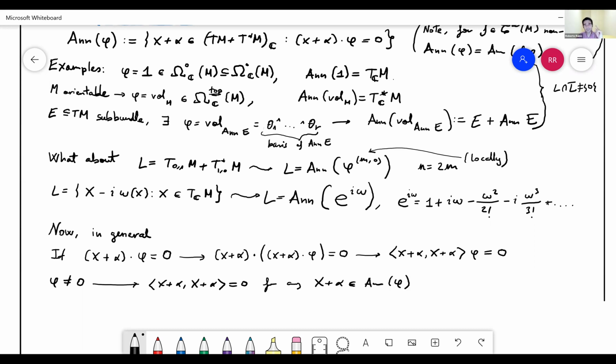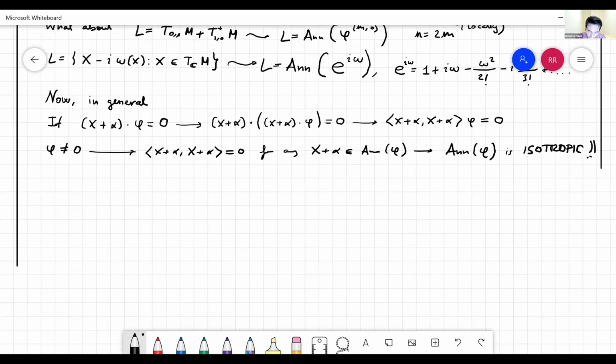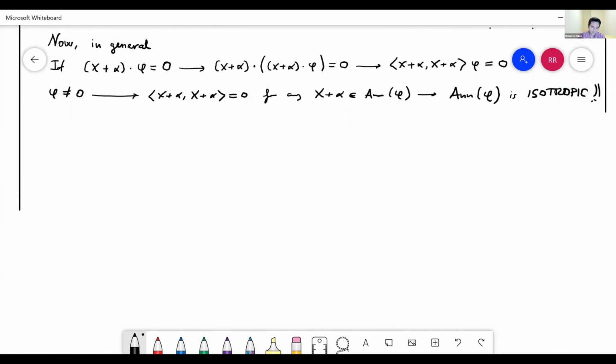And this, again, we proved it yesterday. If all the vectors are null, that's because the space is isotropic. So the annihilator of any differential form with this action is isotropic. That's actually very nice, but as you can imagine, we are still a bit far from our purpose. Because it is isotropic, that's great, but Dirac structures were not only isotropic, I wanted them to be maximal. So are these annihilators maximal?